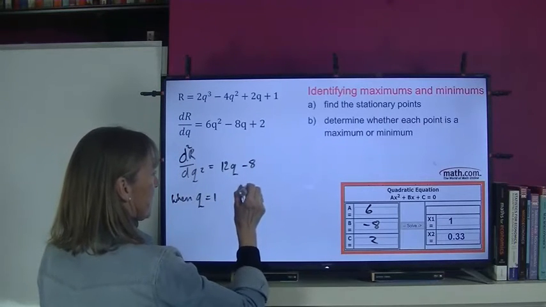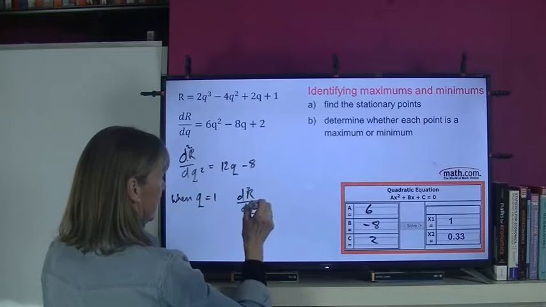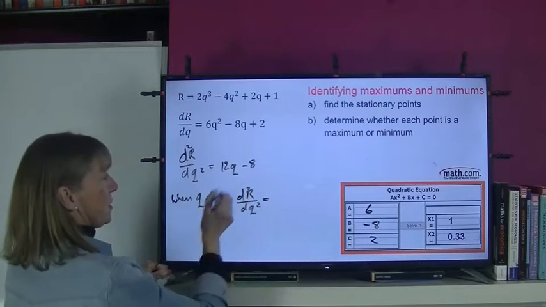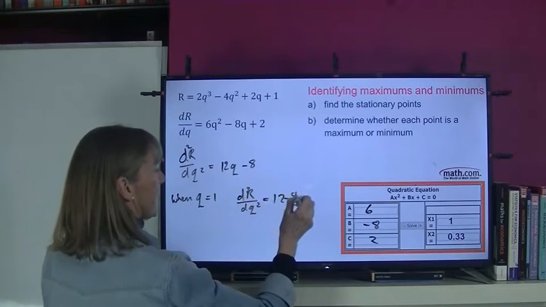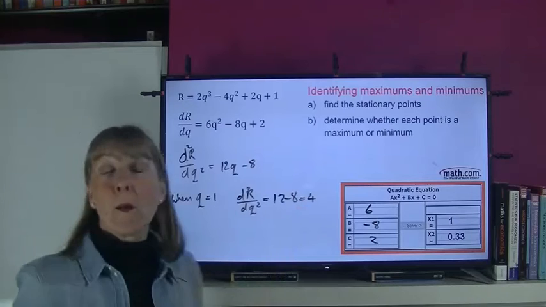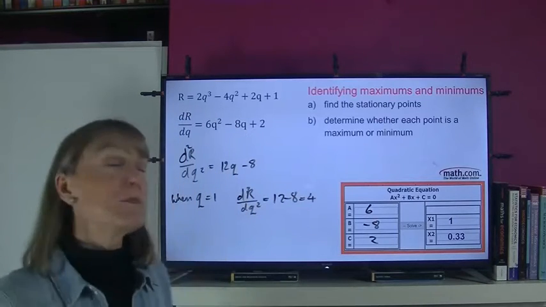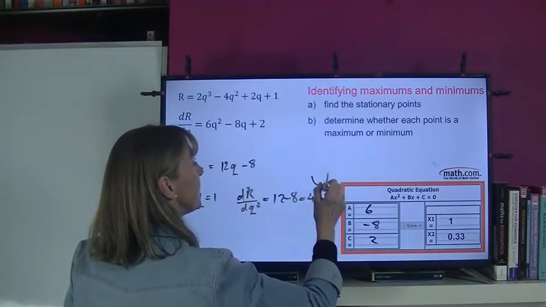The second derivative is equal to, substitute in 1 there, I get 12 minus 8, which is a plus 4. And it's a positive number, so positive people are smiley people, so it's a minimum.